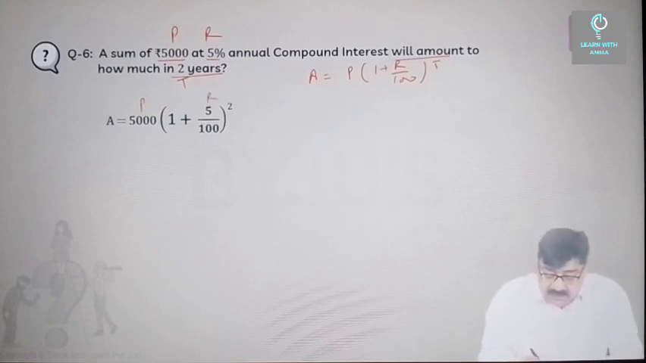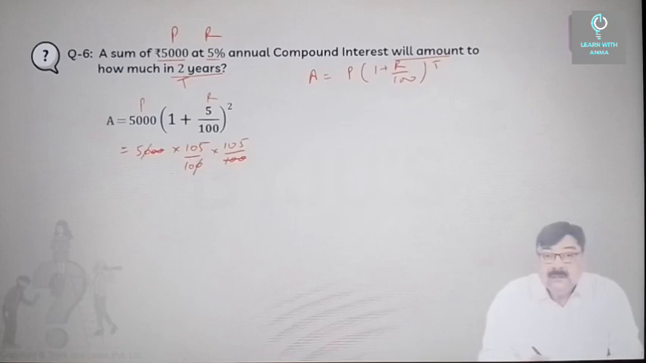Now solving this, we have 5,000 into 105 by 100 into 105 by 100. That's what we have. So once again, we will balance out these zeros here. This is gone.